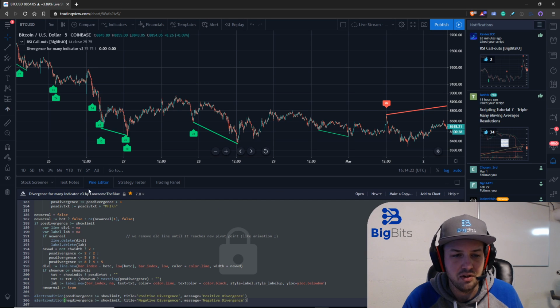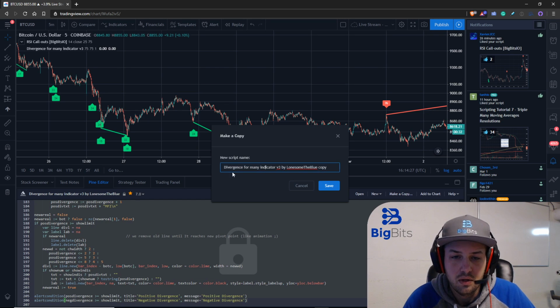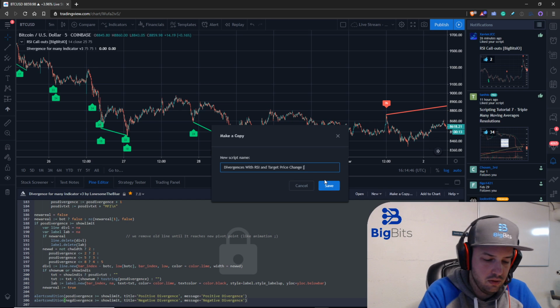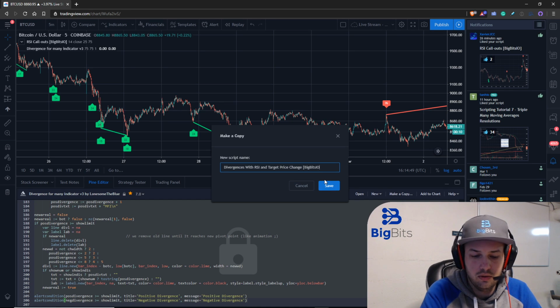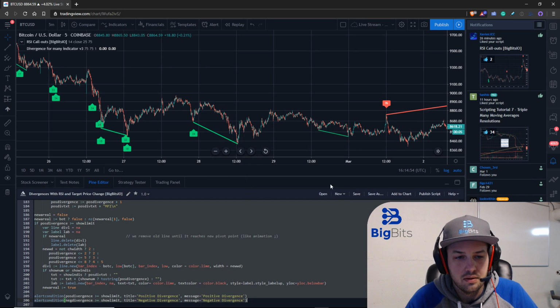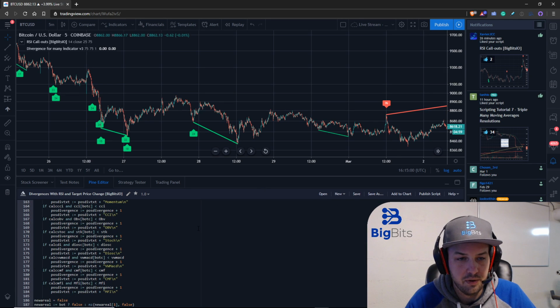And I don't actually know if that copies the source code or not. Oh yeah, make a copy. How about that? So RSI divergences with RSI and target price change. Okay. Save it as this. Excellent. All right, now you can see we can work with the code.